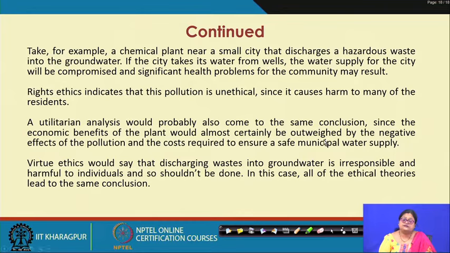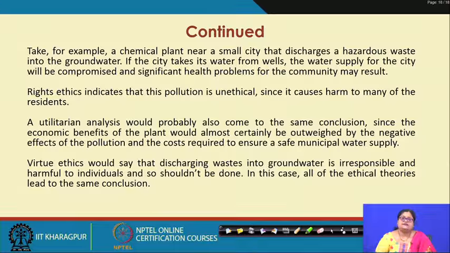So let us assume there is a chemical plant near a small city that discharges hazardous waste into the groundwater. If the city takes water from the wells, the water supply for the city will be compromised and significant health problems for the community may result.